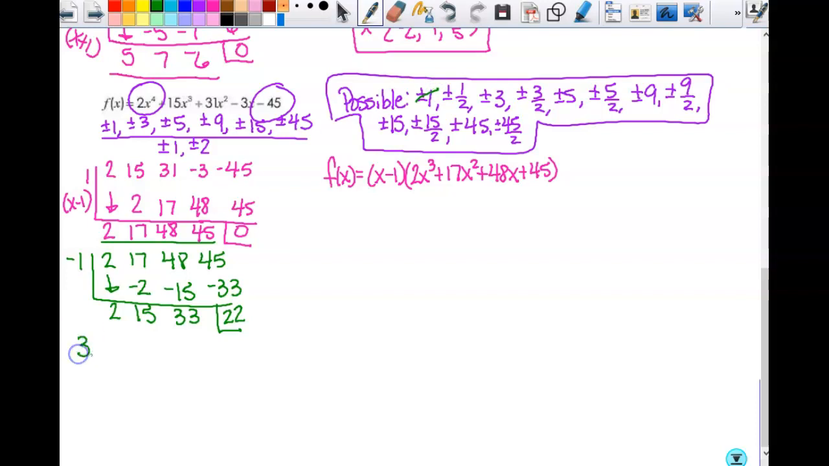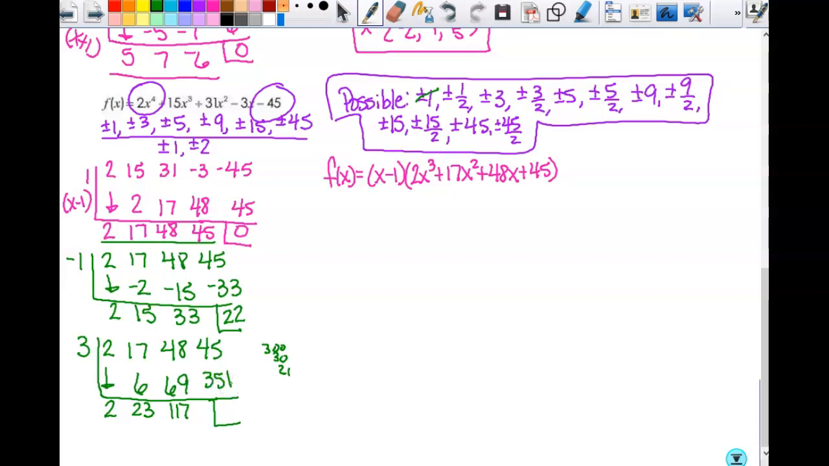So I'm going to use 3, and this gives me 2, 17, 48, and 45. So 2, 6, 23, 69, 117, and then 3 times 117, that's going to be 351. Add those together, and I get 396, and it's pretty safe to say that 3 doesn't work. So that I still have room here to do the rest, I'm going to move over here. I'm going to try negative 3.